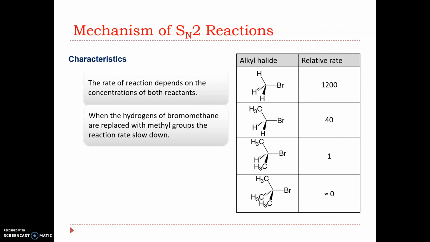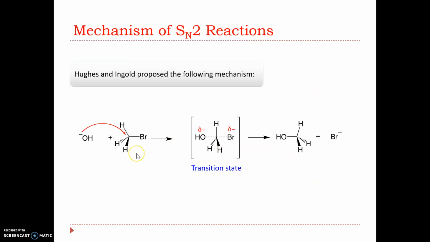Here, the relative rates of some alkyl halides towards SN2 reactions are given. If we observe the value of relative rate, we will see that the relative rate value decreases from primary alkyl halides to tertiary alkyl halides. This indicates that SN2 reactions are more favorable for primary alkyl halides than the tertiary alkyl halides. In other words, when the hydrogen atoms of these bromomethanes are replaced by methyl groups, then the rate of the reaction is slowed down.